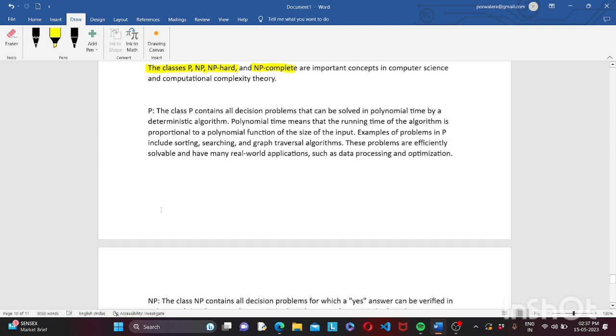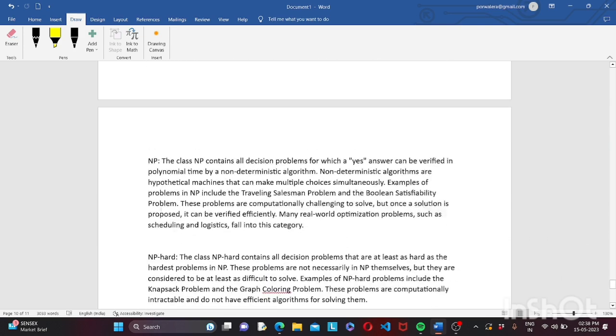So the class P contains all the decision problems that can be solved in polynomial time by a deterministic algorithm. Polynomial time means that the running time of the algorithm is proportional to a polynomial function of the size of the input. Examples of problems in P include sorting, searching, and graph traversal algorithms. These problems are efficiently solvable and have many real-world applications such as data processing and optimization.